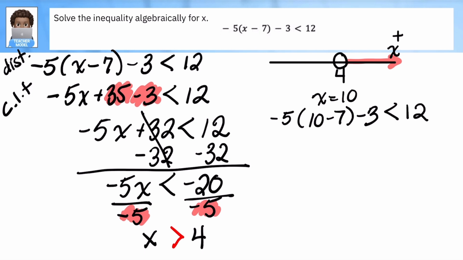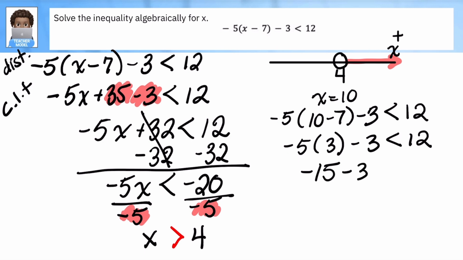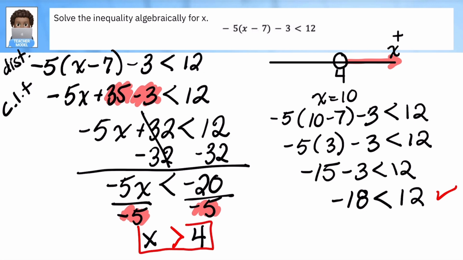Before I distribute, I'm going to work on what's in the parentheses first. So -5 times 3 minus 3. And that gives me -15 minus 3. -15 minus 3 is -18, and -18 is less than +12. So we are correct. I have a true statement. So we have our solution. X is any value greater than +4. Hit pause and jot this down into your notes.